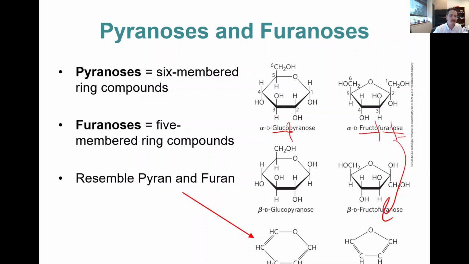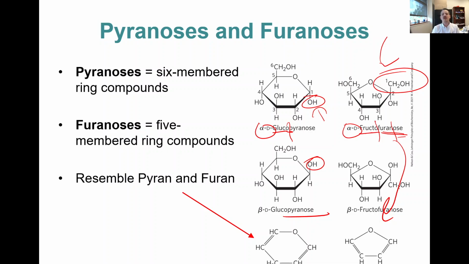And it can, of course, like I say, be the alpha or the beta form, where with the pyranoses, the OH is on the bottom for alpha, and in the furanoses, the CH2OH is on the top for the alpha. But I'm not really going to push hard on furanose mutarotation too much, and anomers too much.